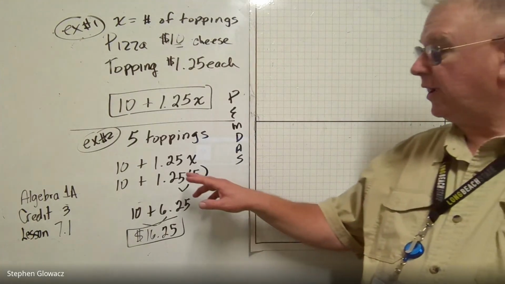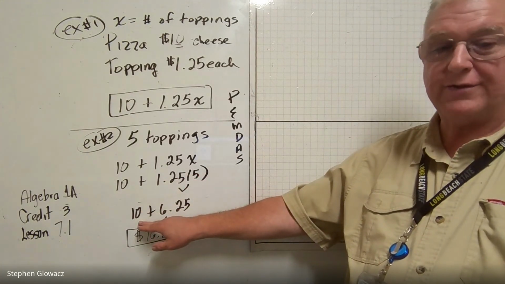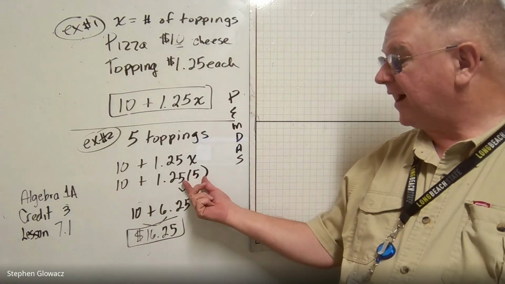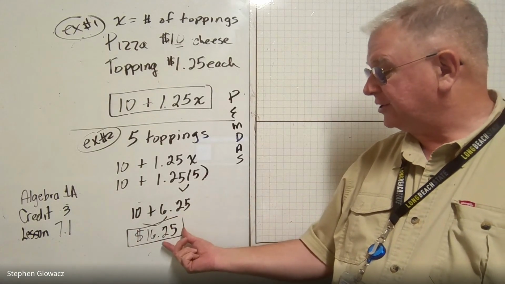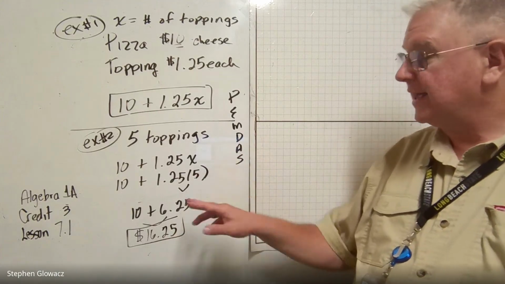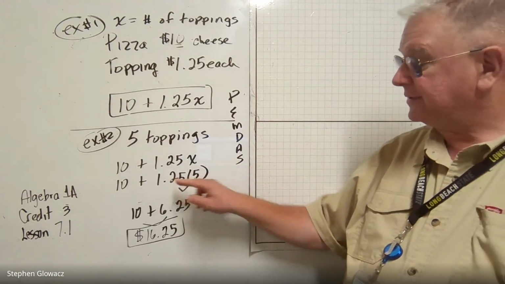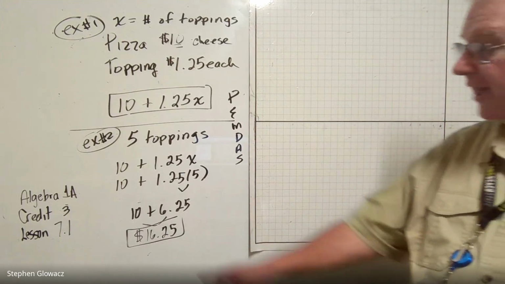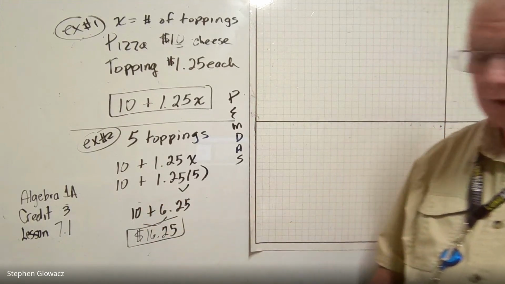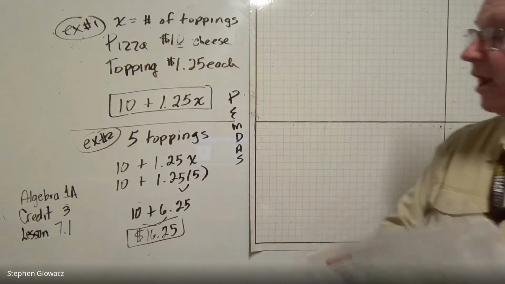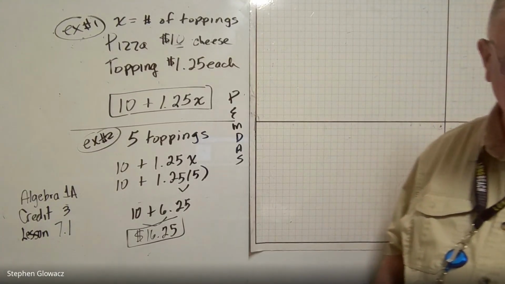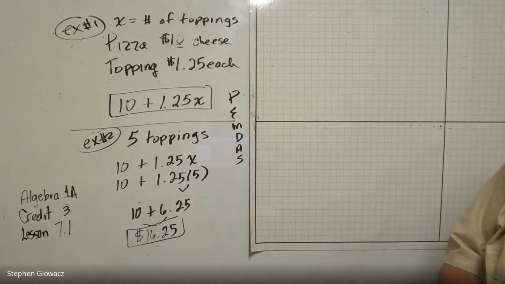And so even though the cheese pizza is only $10, when we add 5 toppings on that, that adds an additional $6.25 because each of those toppings is $1.25. So altogether, when we add that up, $16.25.